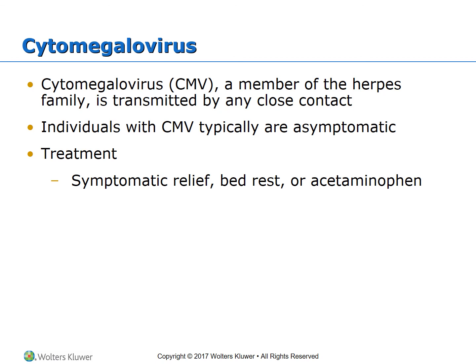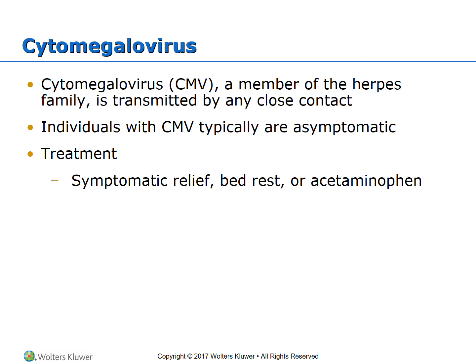Cytomegalovirus, or CMV, is a member of the herpes family. It is transmitted by close contact. It can be body fluids, intercourse, kissing, tears, blood, saliva, breast milk, urine. It does have a period of dormancy. Usually individuals with CMV are typically asymptomatic.